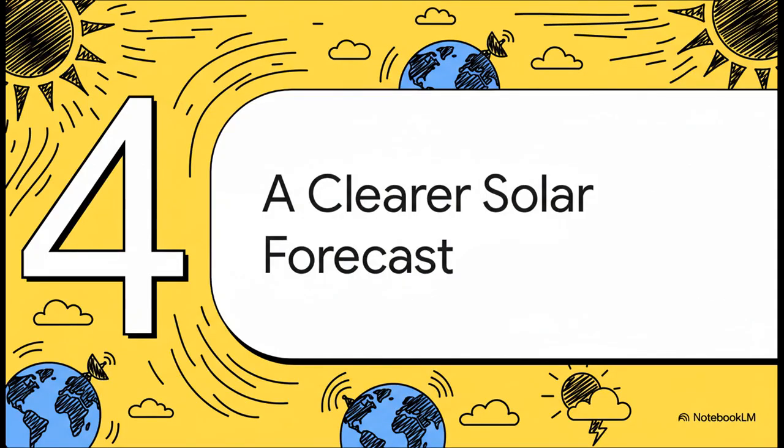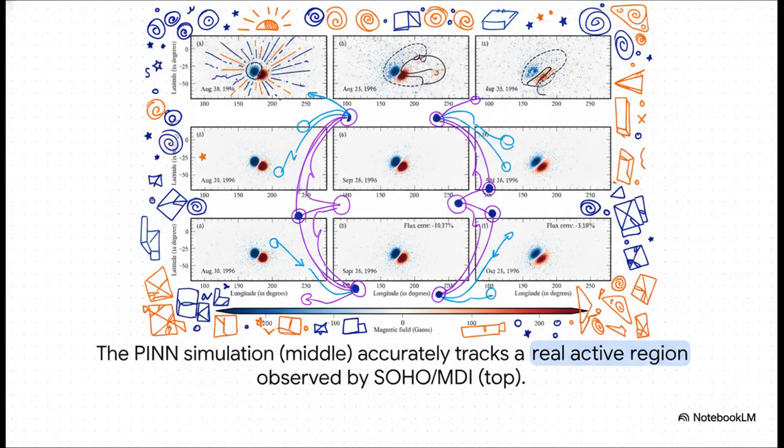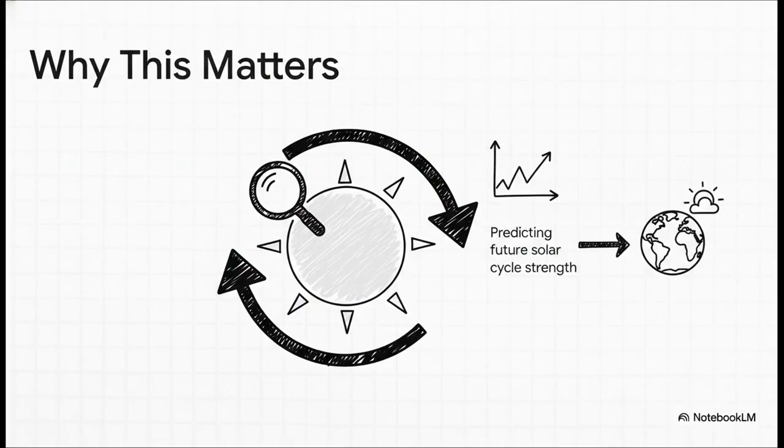So, all this technical stuff, this improved accuracy, what does it actually mean for us, back here on Earth? Well, it means we're taking a giant leap closer to having a truly reliable space weather forecast. And here's the real-world test. The top row shows actual satellite observations of an active region on the sun way back in 1996. Now the middle row, that's the PINN simulation of that exact same region. And you can just see it does an incredible job of tracking how the real magnetic structures moved and evolved. And it did it with less error than the traditional numerical model, which you can see there on the bottom row.